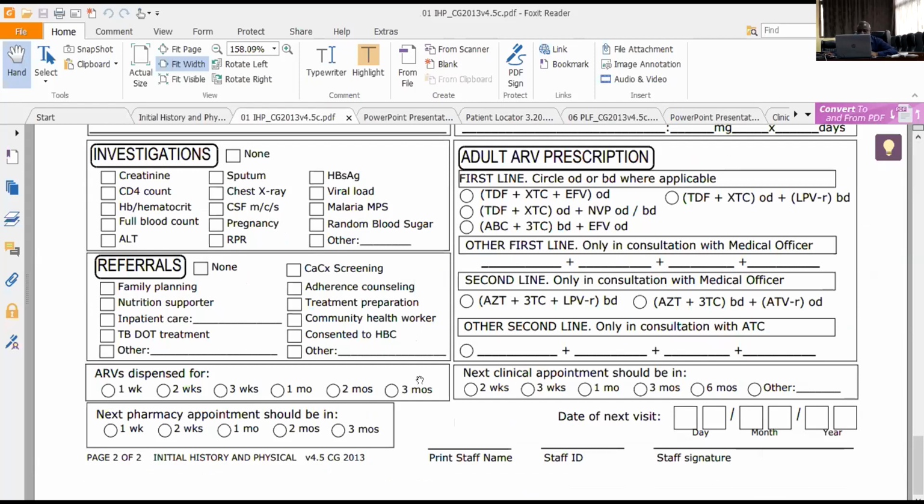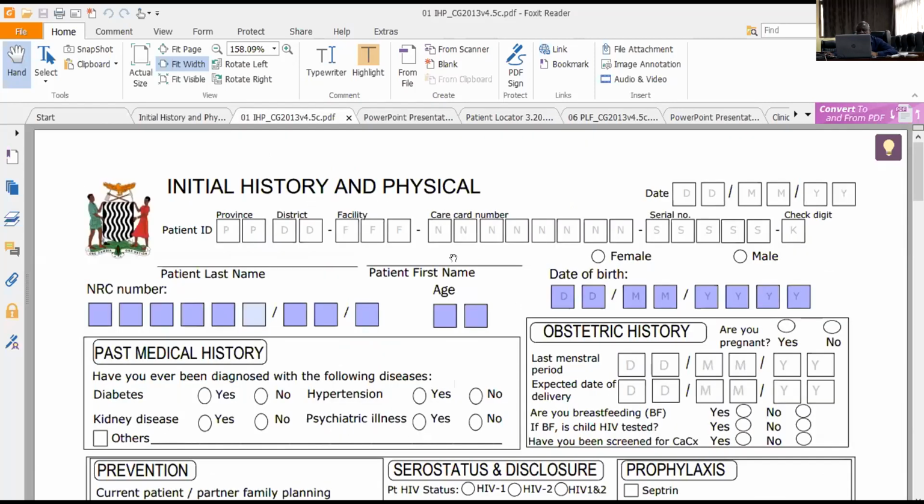So on the revisions, you see that the demographic data is still the same. The addition was on the care card. So the care card now had a number, and that number was attached to the patient ID, which was the new PIN, and then the serial number. Okay, then the name, the date of birth, the gender, all those were the same. The NRC was the same. But you can notice that the background that was on the first form was removed.